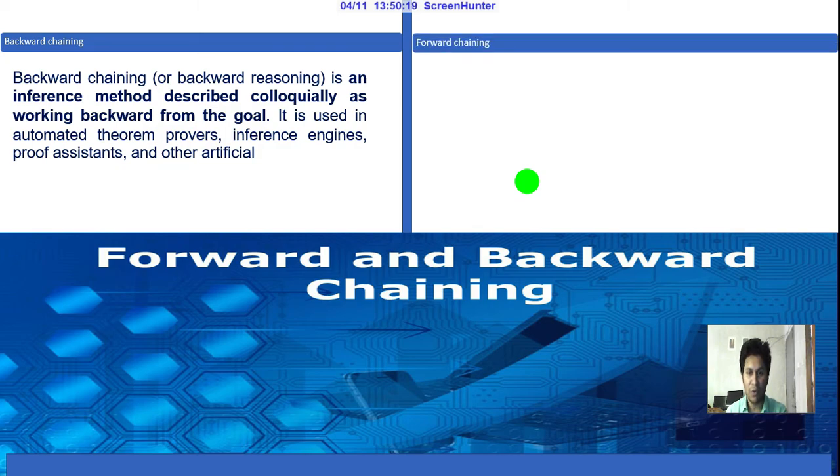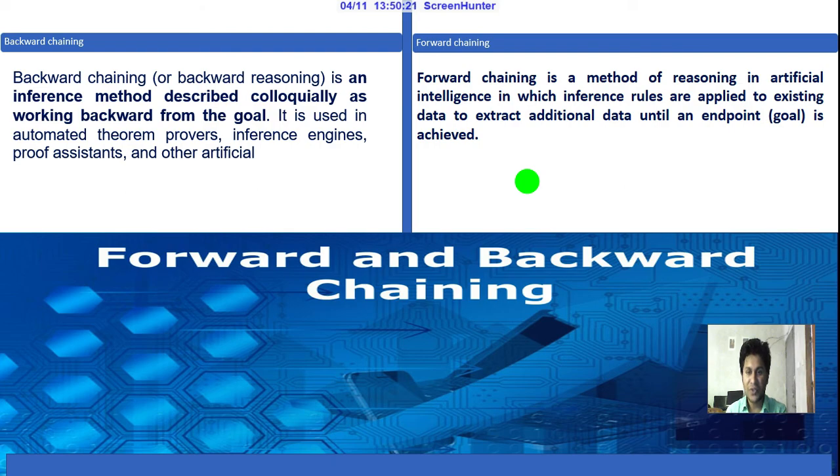Now it's time to know about forward chaining. Forward chaining is a method of reasoning in artificial intelligence in which inference rules are applied to existing data to extract additional data until an endpoint is achieved. That's all.